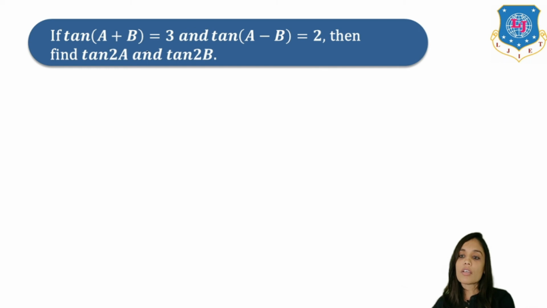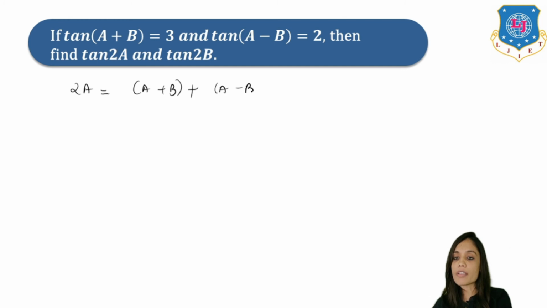Next, let us go to the next example. So we are given tan(a plus b) is equal to 3 and tan(a minus b) is equal to 2. And we have to find the values of tan 2a and tan 2b. So now I can write 2a as (a plus b) plus (a minus b). Yes or no? So you can see b gets cancelled and we will get 2a. Similarly, 2b will be what? (a plus b) minus (a minus b). Okay? Just using this I have modified our 2a and 2b.